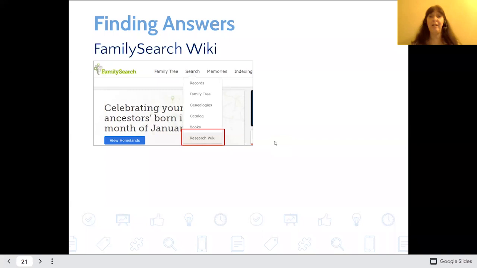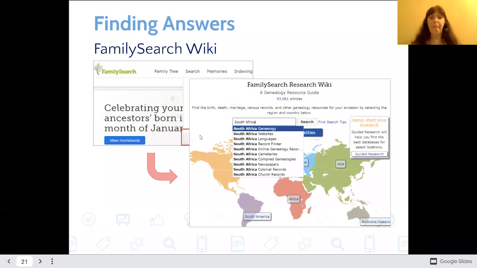So the way you find it is on basically any FamilySearch page. There's a few exceptions, but most pages have this menu at the top. So you click search and you click research wiki, and it takes you to the FamilySearch research wiki with a search box on the front screen. And so you just enter whatever place. It's not a place to find people. The wiki does not contain names of people, but rather it contains research guidance, including what records are available in a certain location.